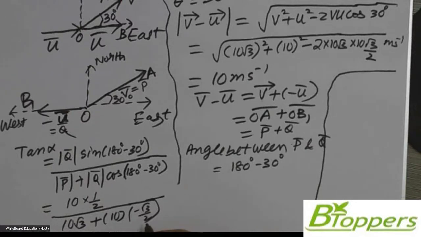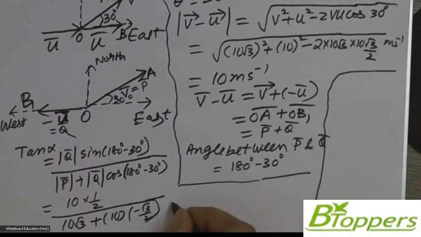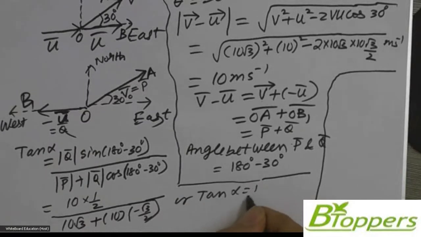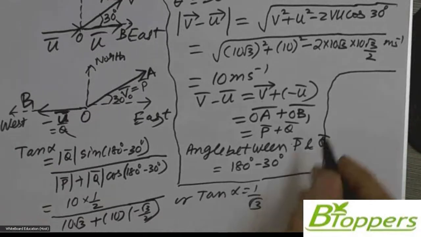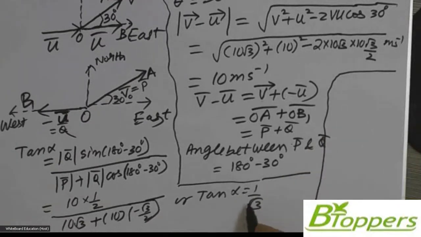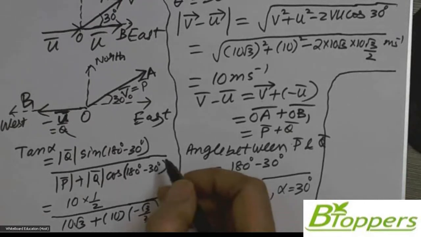So this you can simplify further. If you simplify it yourself, you get tan alpha equal to 1 by root 3, which is tan 30 degrees. So you get alpha equal to 30 degrees. That means the change in the velocity vector makes an angle of 30 degrees with p bar, that means with v bar here.